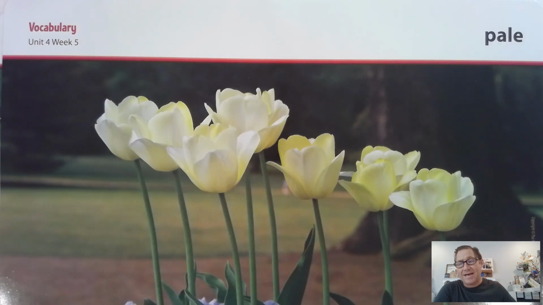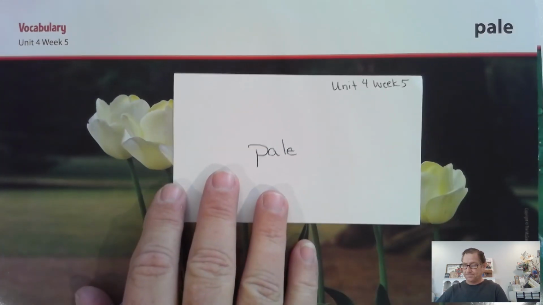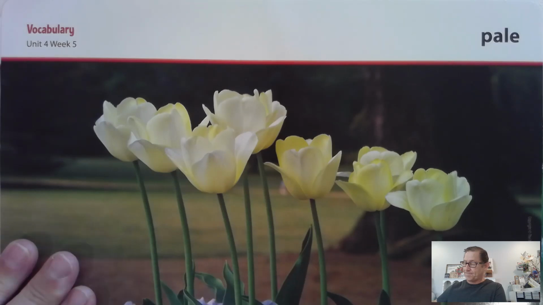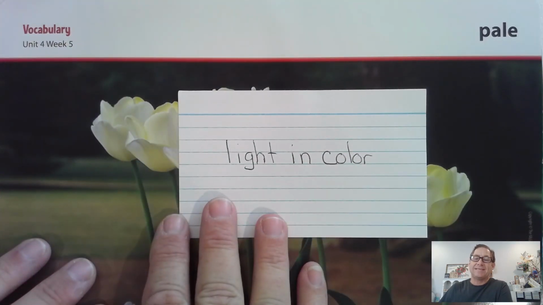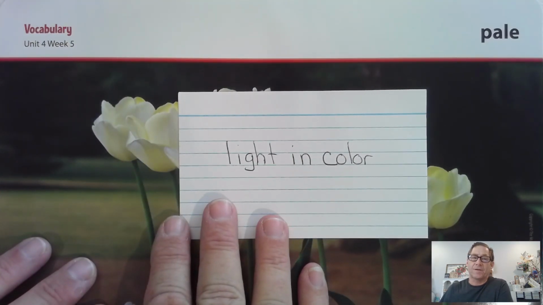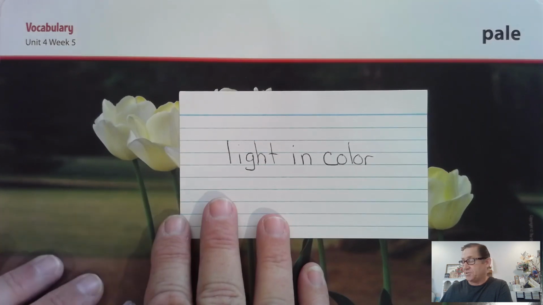Something that is pale, P-A-L-E, is a very light color. For example, Sam enjoyed looking at the pale yellow flowers. What is the opposite of pale then? Okay. So on your cards, write the word pale. And on the other side, write light in color. Okay, pause the video as you need to complete your cards.